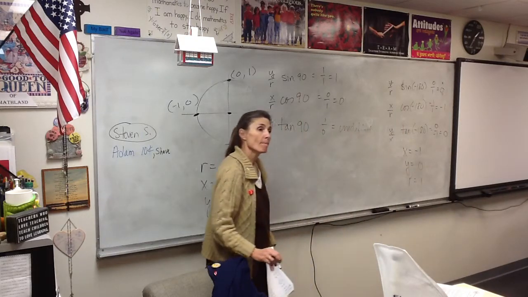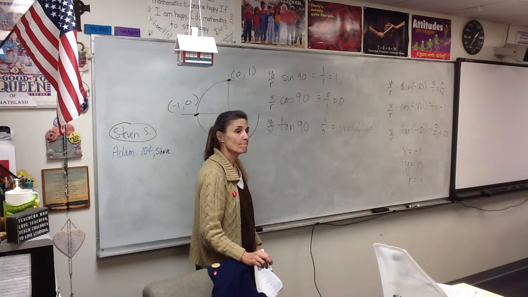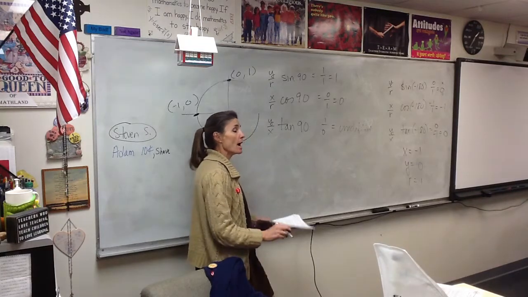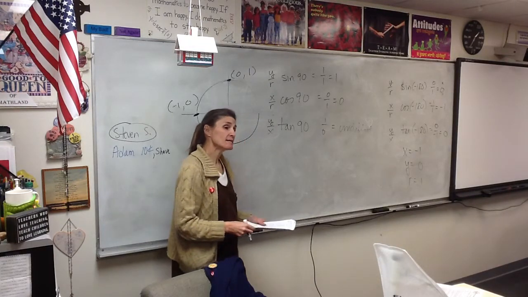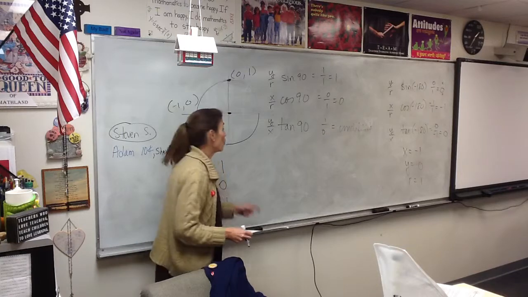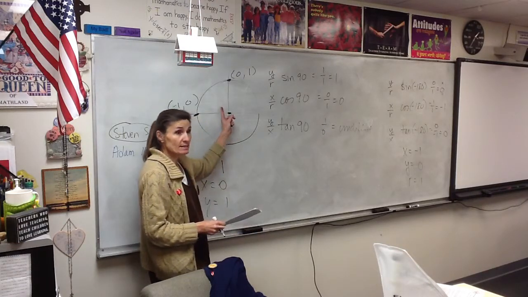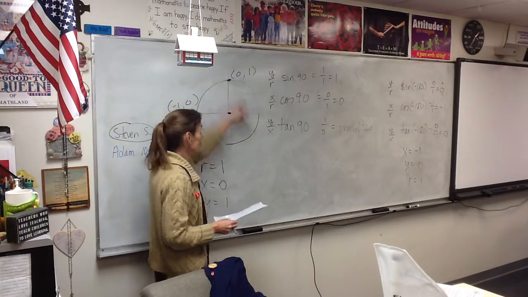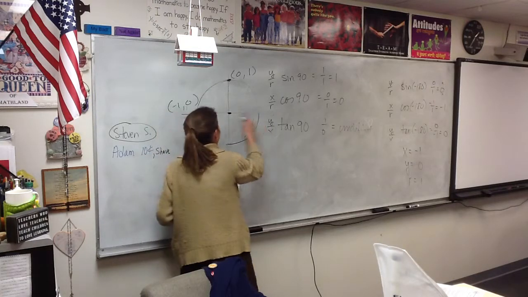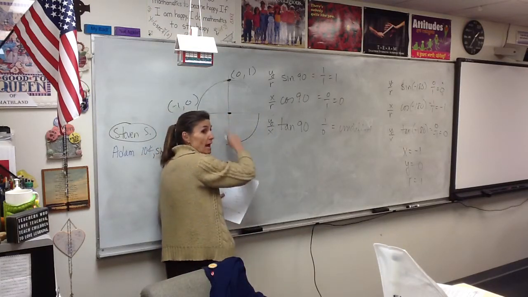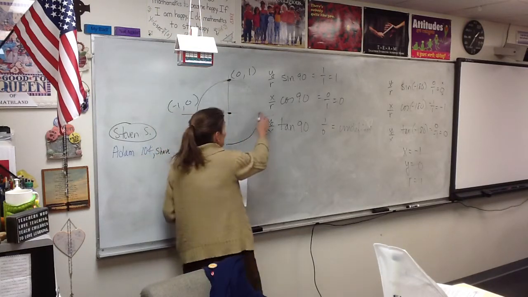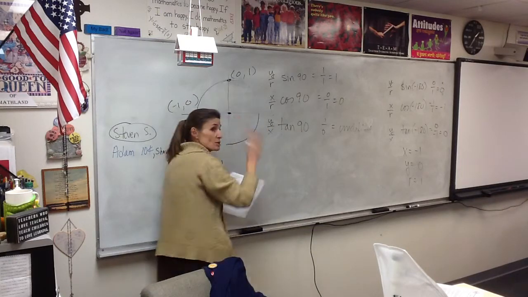I got a question from the beginning. When did you choose to use 0 and 1? I chose to use a radius of 1. Once I pick my radius, if this circle has a radius of 1, that means I'm going 1 unit out all around, right? So that would be 1, 0, this would be 0, 1, and so on.